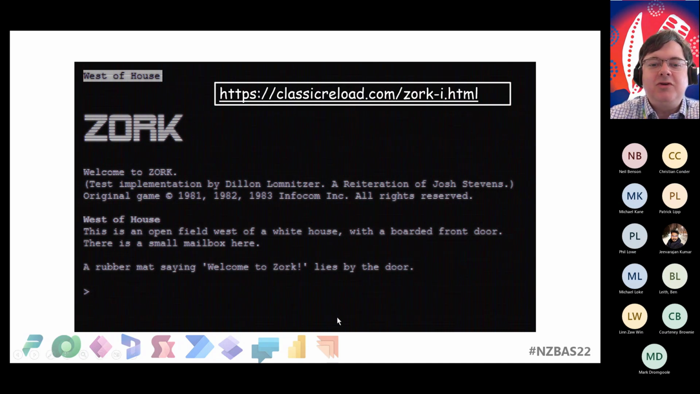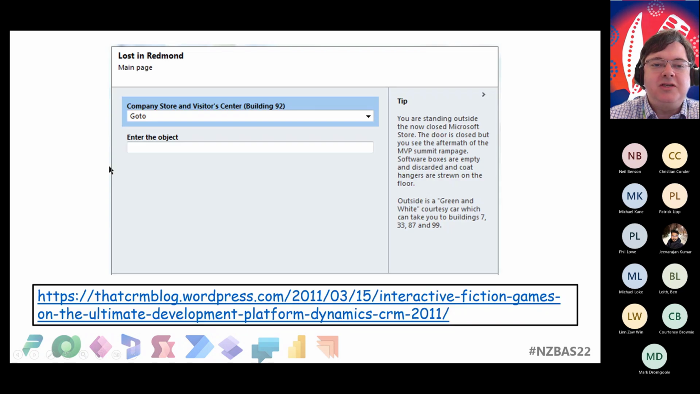Originally, I wanted to know if I could do this in dialogues back in the day, and I did. Back in 2011, I created my own version of a text-based adventure using the dialogues of Dynamics, and it worked pretty well. The idea was you were lost on the Redmond campus of Microsoft, and you had to try and escape. You had to run around the campus, pick up objects, get in the green and white cars, and move to various buildings. It worked pretty well. I couldn't package it as a solution because of the text. Basically, it was very hard to package records at that point.